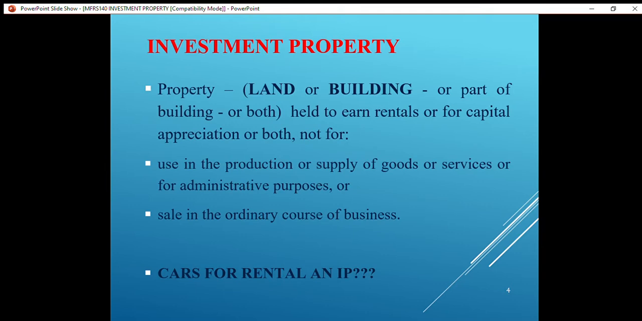If an entity has a car or a motor vehicle that is used for rental, can it be considered as an IP? Well, the answer is no. A car or motor vehicle is not an IP since it does not meet the definition of an IP. An IP must be a land or building or part of a building or both. So therefore, a car is not an IP even though it is used for rental.